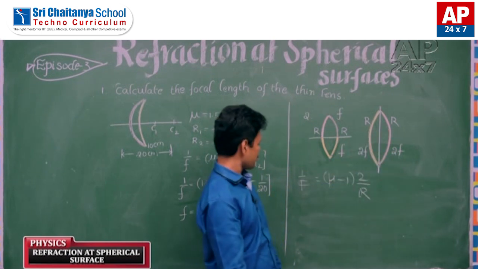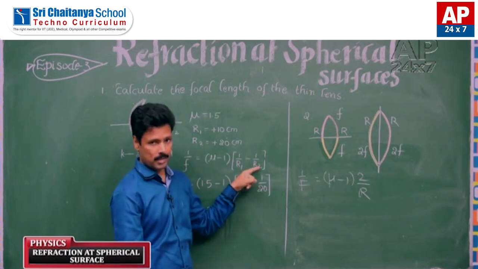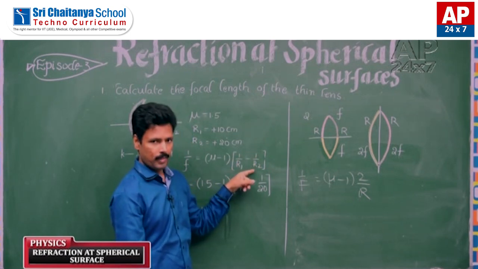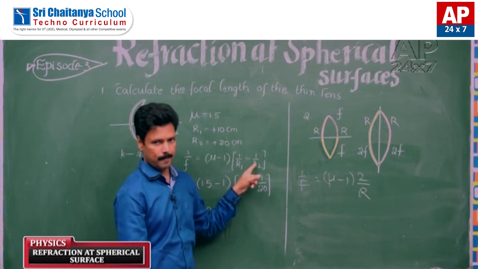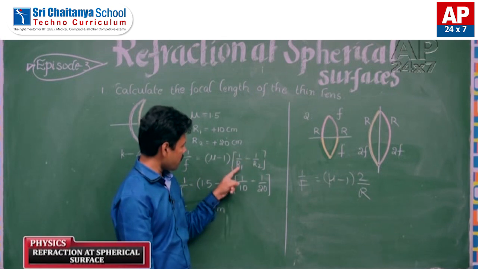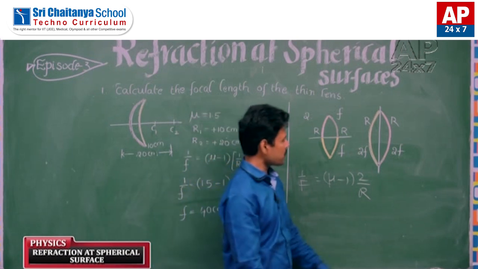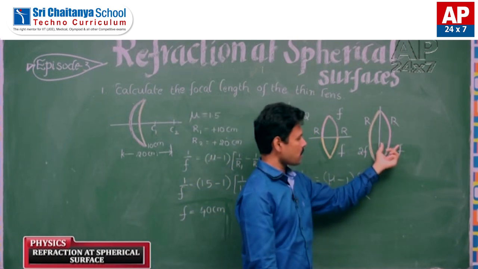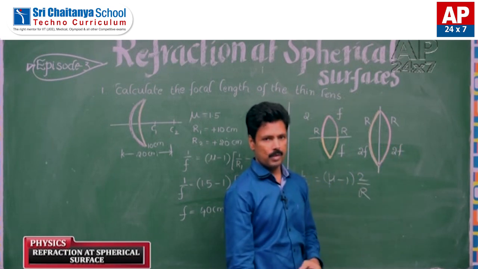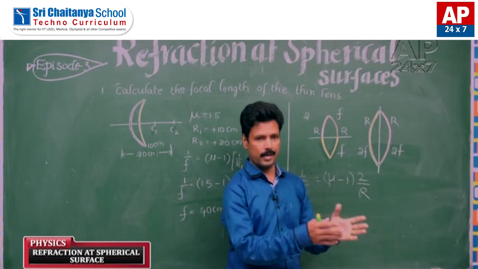I repeat once. Previously it was 1 by R minus 1 by minus R, that is 2 by R. Now it is 1 by R minus 1 by infinity. It is only 1 by R into (mu minus 1). That means now focal length is becoming double for each part. So it is 2f, this is also 2f. So in this way we can find what is the focal length after cutting the lens.